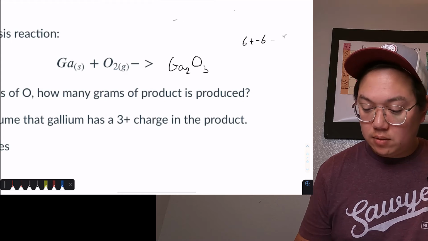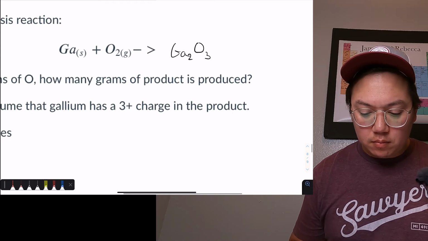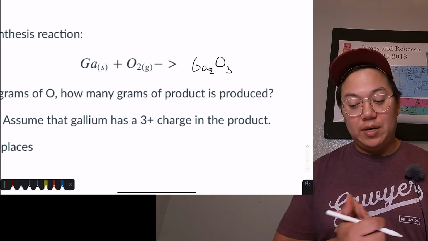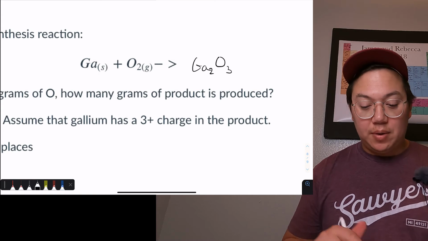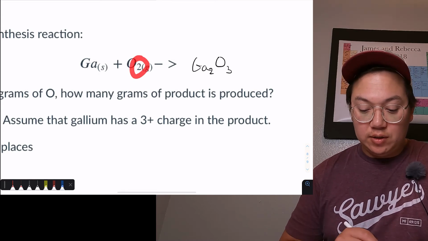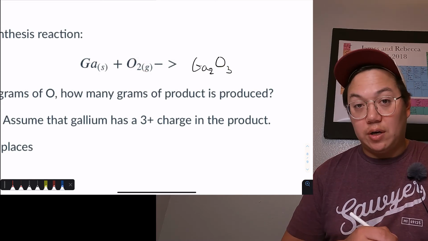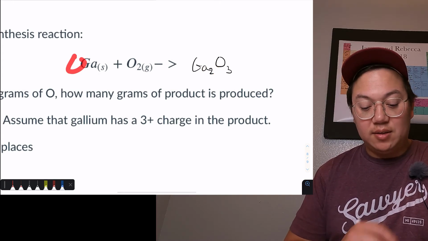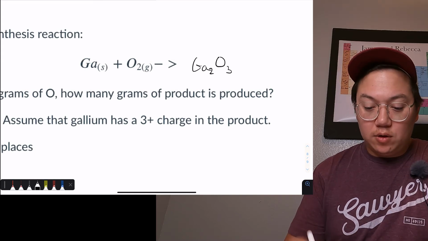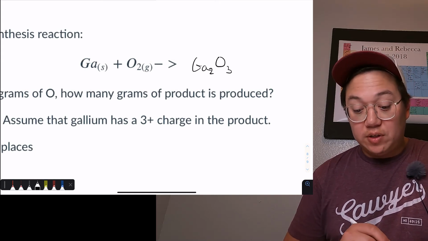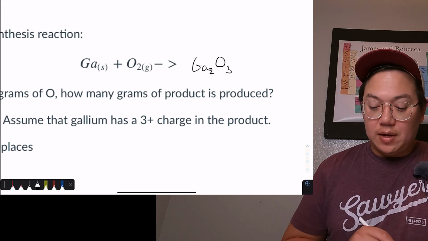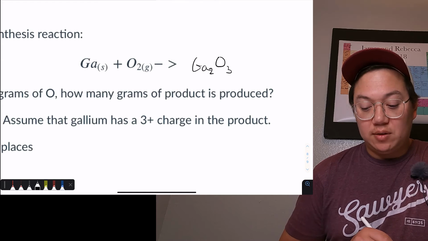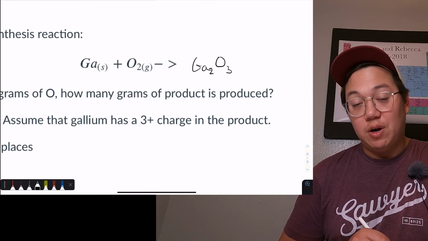Let's get rid of all this. Okay, so now we've got our product, but we need to balance this chemical reaction, because now we have 2 oxygens here but 3 oxygens over here, and we have 2 galliums here but only a single gallium here. The first thing that we really should do in this problem is balance the oxygen first, because once we balance the oxygen, we're going to need to rebalance the gallium.